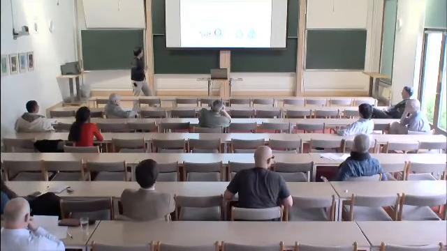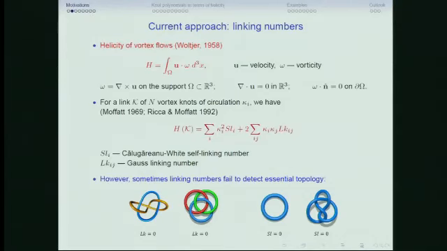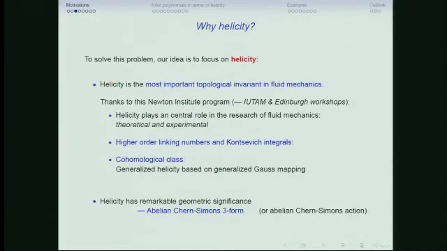All right. However, sometimes linking numbers are not so powerful to detect the topology of the system. For example, linking numbers cannot distinguish these two, the Whitehead link and the Borromean rings, and the self-linking number cannot tell this trivial circle and this figure-8 knot from each other. So we need other powerful tools to do the job.